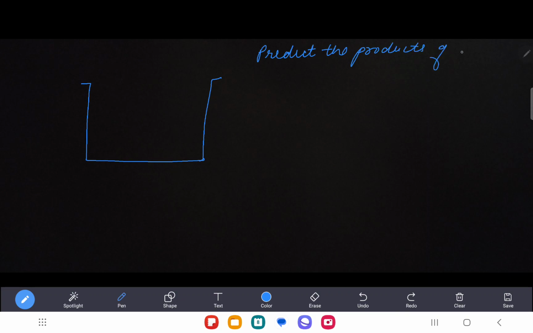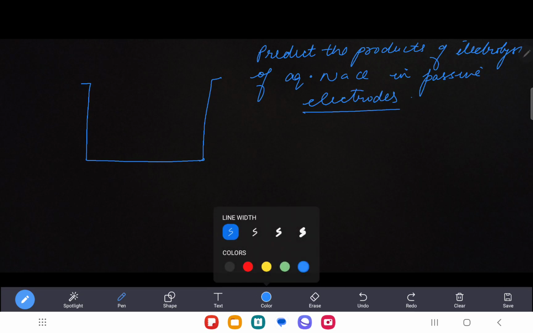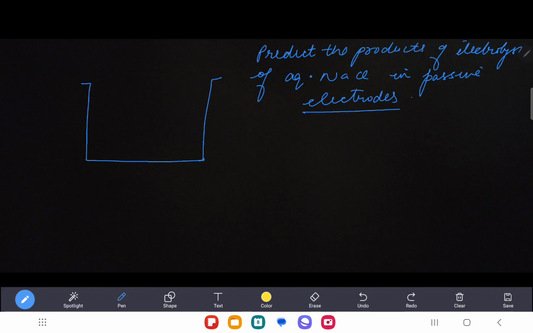So for example, when you have a beaker, and let's suppose I tell you, write down or predict the products of electrolysis of a mole of aqueous NaCl in passive electrodes. In passive electrodes. What would that mean? See, I will say that okay, the rods are the same. The rods are the same.